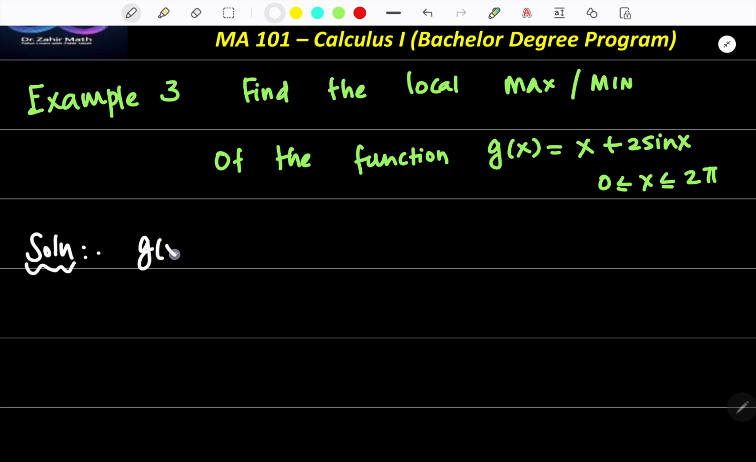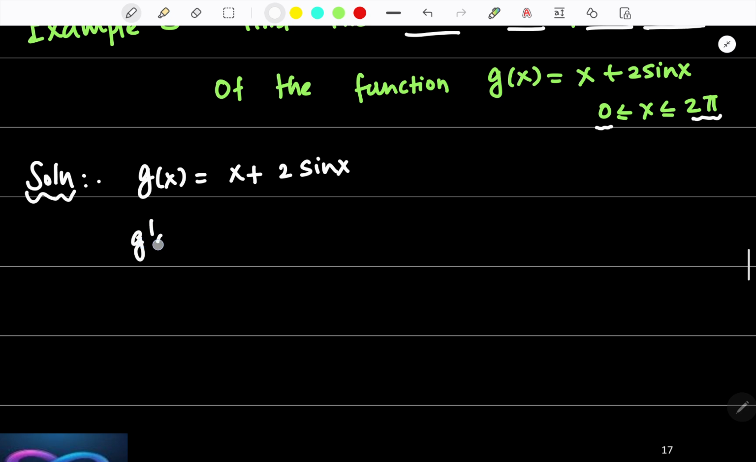Right, so what is your g of x, which is equal to local max and minimum values? Right, g of x is x plus 2 sine x. Look here, when the sine comes, it gives a full rotation, 0 to 2 pi. So step number 1 is g dash of x. This is step 1. So g dash of x is 1 plus 2 cosine x.